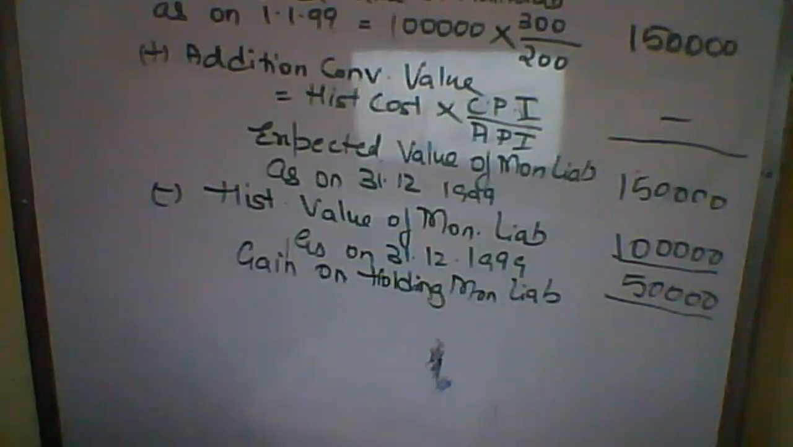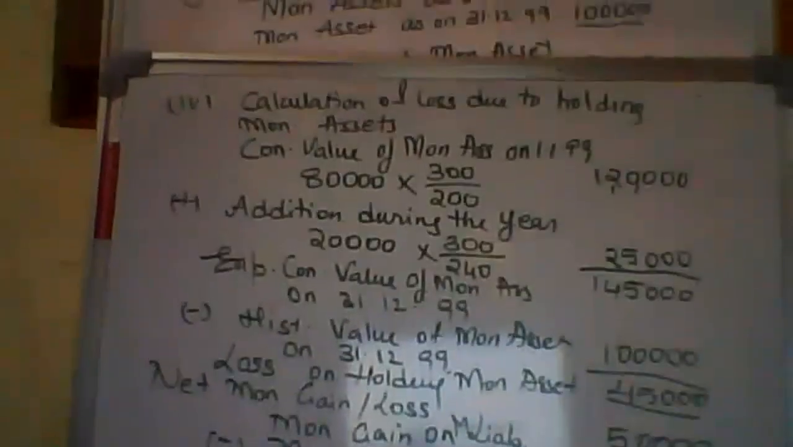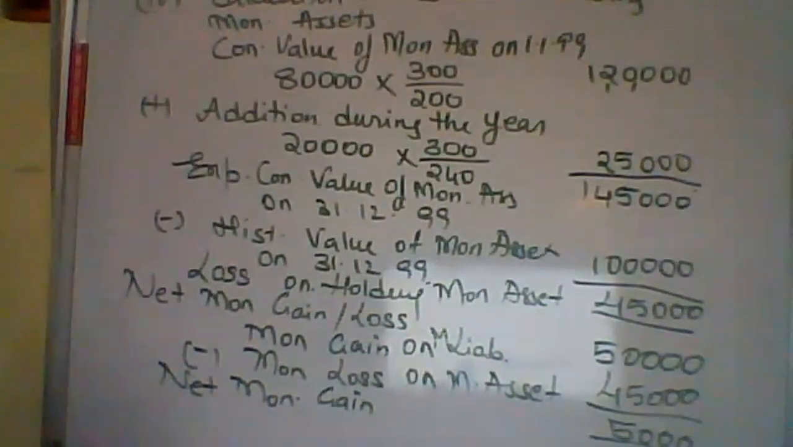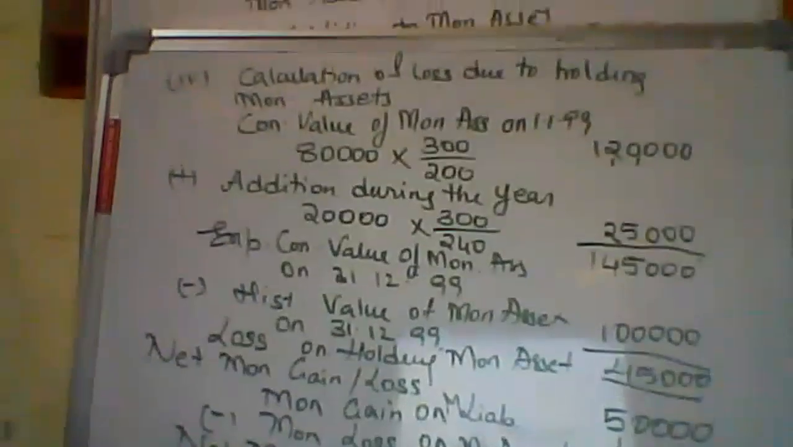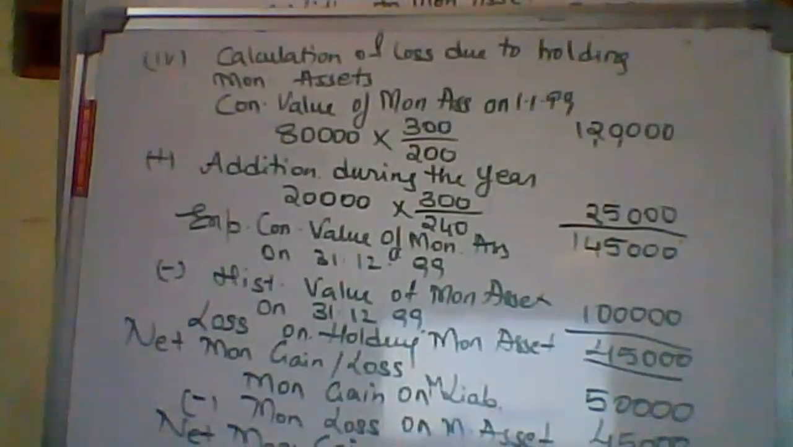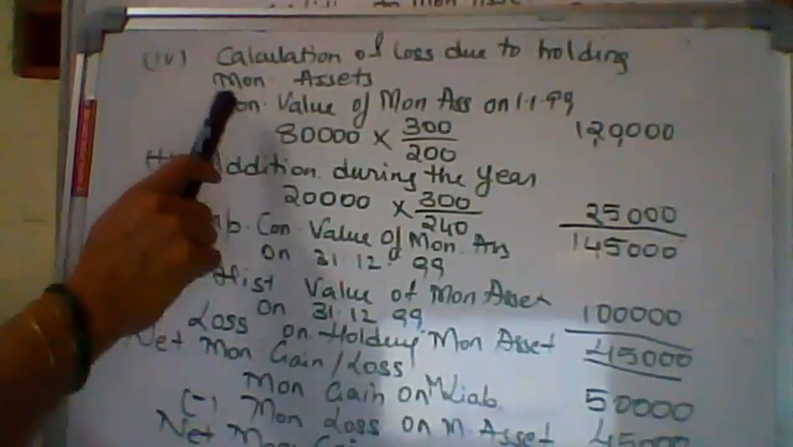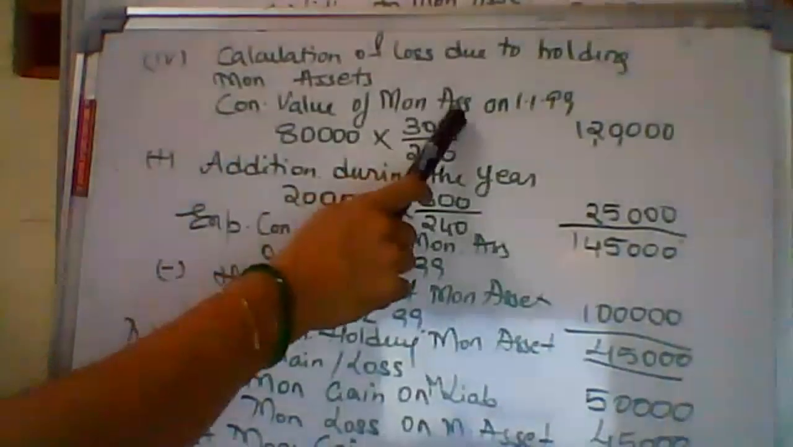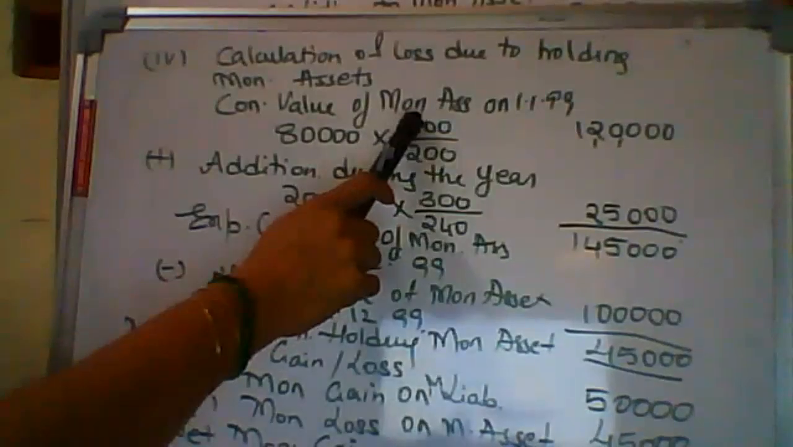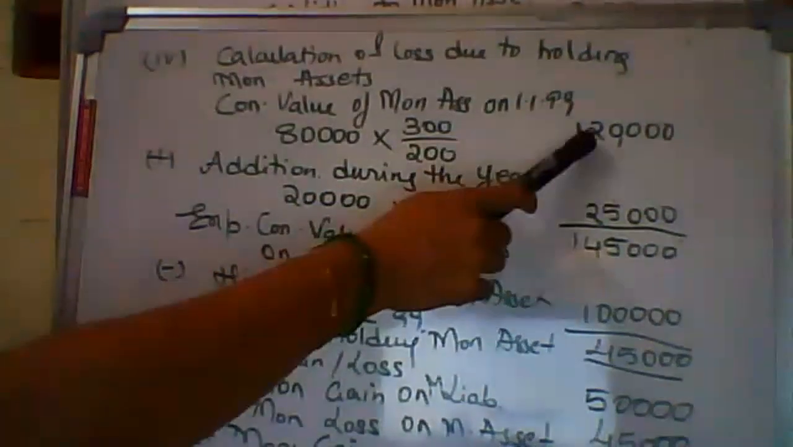Right. Next, you would be calculating what exactly is the gain or loss in your monetary assets. Now, why do we always say there is a loss on monetary assets? Because in monetary assets, at any cost your customers would be paying you only the paper value. They will not pay you the current inflationary value. So first calculate the converted value of monetary assets as on 1-1-99. Opening balance is 80,000. Historical cost into current price index divided by opening price index. You're getting 1,20,000.